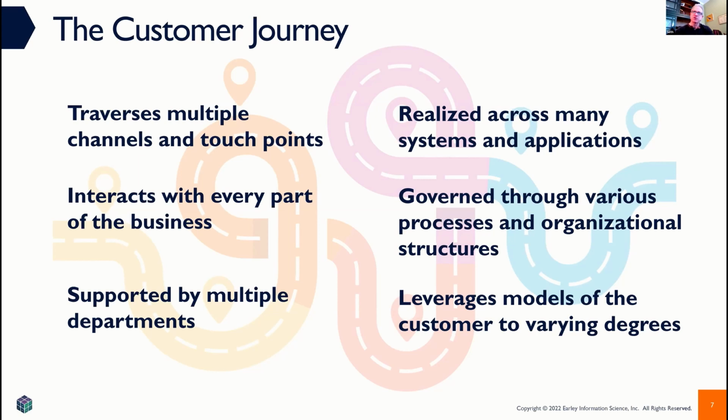We're going to show you some examples of that, but each of these stages of the customer journey has a customer attribute model. There's data exhaust that comes from the systems that tell us something about the customer.